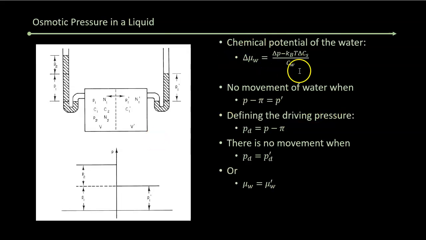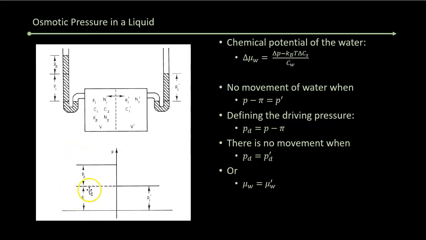All right, the chemical potential of water is the pressure minus kBT delta CS, the concentration of the solute over the concentration of the water. So there's no movement of water when the pressure minus the osmotic pressure on one side is equal on the other. So osmotic pressure is P2, pressure P is the total pressure, and P prime is the pressure over here. So there's no movement of water when this basically ignores the things that can't go through the membrane. All right, P2 can't go through the membrane.